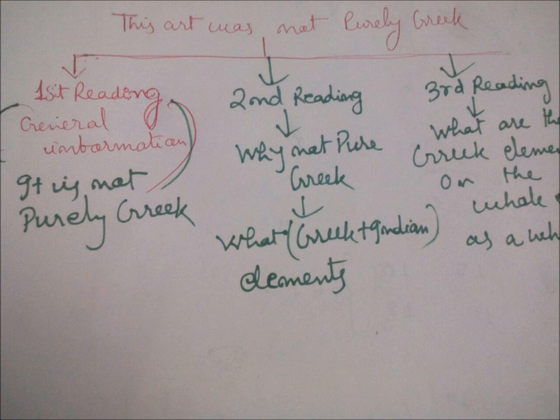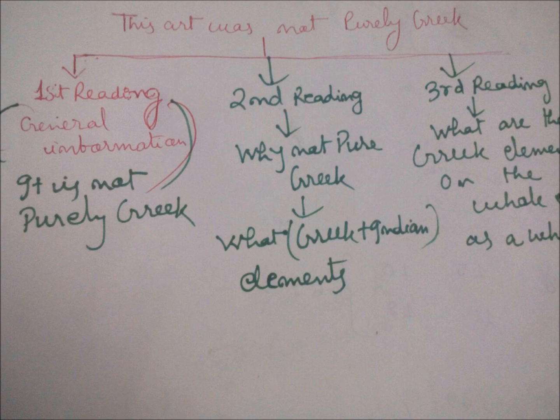Now in the second stage, what do we have to do? In the first stage, we saw that it was not purely Greek. Now, while you read for the second time, we have to ask why it was not purely Greek. That means there must be Greek and Indian elements, Eastern and Western elements, in this Hellenistic art. Your duty in the second stage is to analyze, if it is not purely Greek, why it is not, meaning what are the Eastern elements and what are the Western elements gathered in this Hellenistic art. This is our way of reading in the second stage.